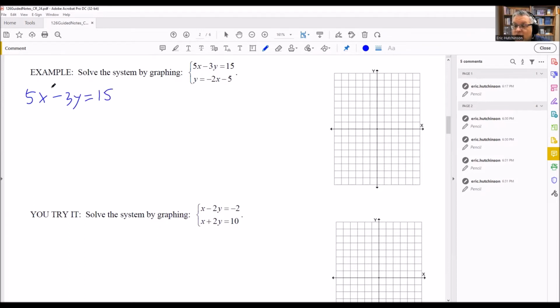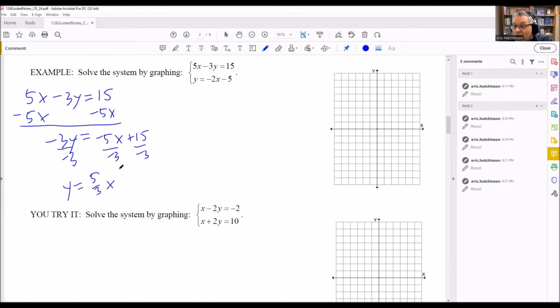So let's do that. We're going to subtract 5x from both sides. We get negative 3y equals negative 5x plus 15. Then divide everything by negative 3. And we get y equals positive 5/3 x, and then minus 5. So let's start by graphing this one.